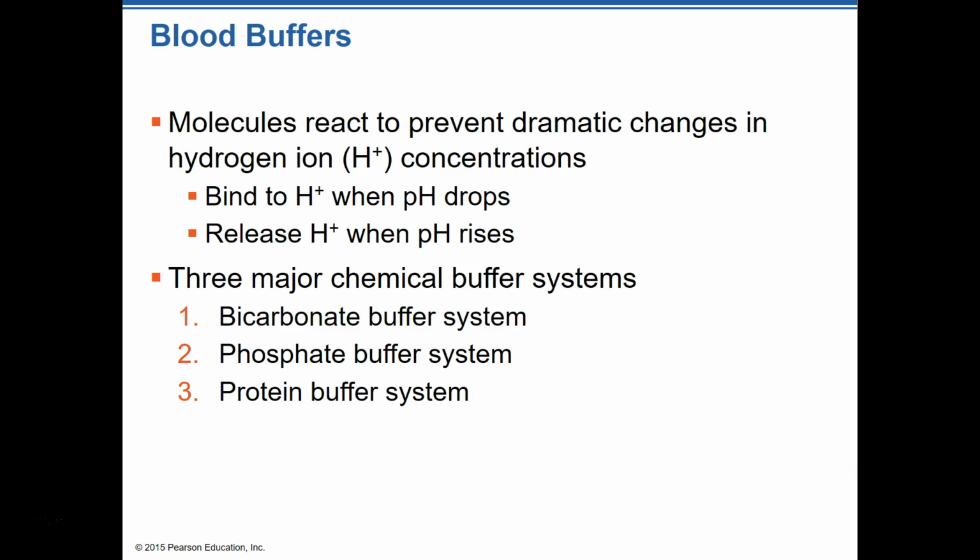So we have all these molecules in the body that work very hard to prevent any kind of dramatic change in the hydrogen content of the body. They're going to bind to hydrogen when the pH drops, when there's too many hydrogen, remember when that would become acidic, and they're going to release hydrogen when the pH rises, when there's not enough hydrogen, and we become alkalotic. There's three major systems that do this. We have the bicarbonate buffer system, the phosphate buffer system, and then the protein buffer system.